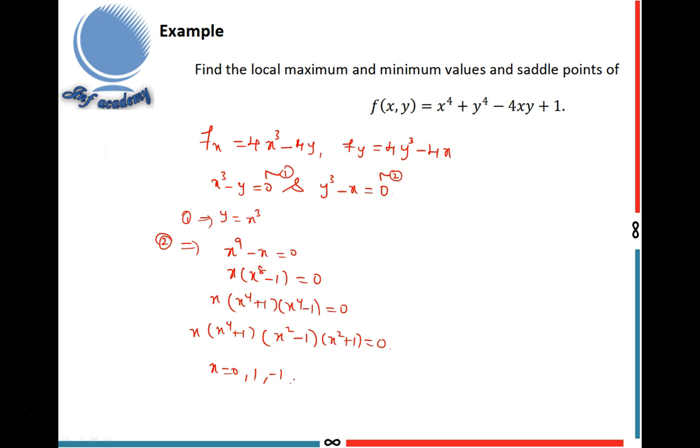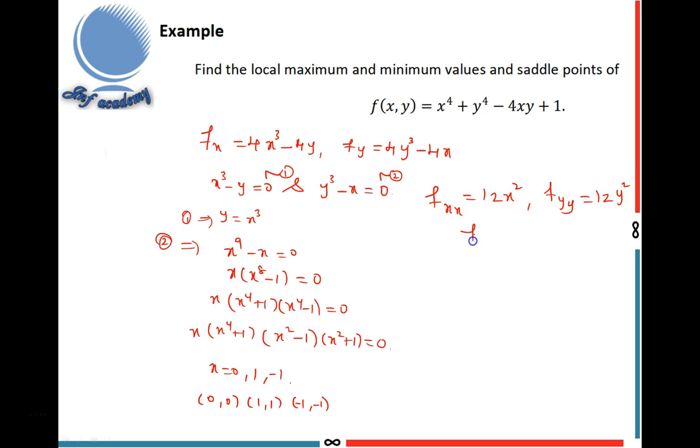So the three critical points are here. Substitute 0 in this equation first. I got (0, 0), (1, 1) and (-1, -1). These three are critical points. Next we calculate the second partial derivatives. f_xx is 12x², this is f_xx. Next f_yy, that is 12y².